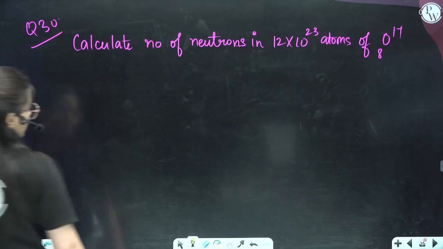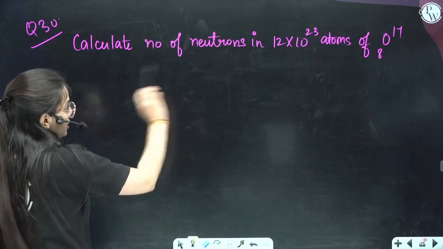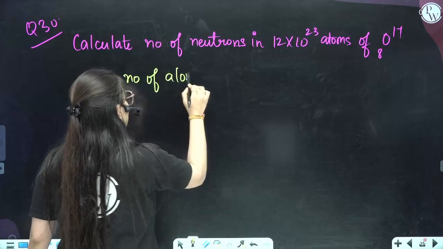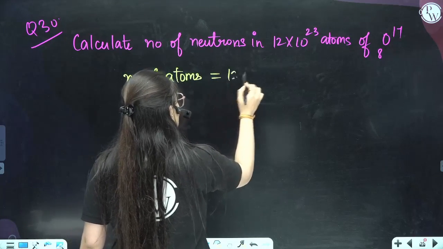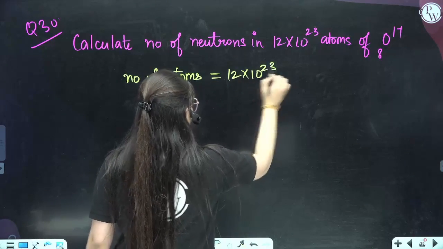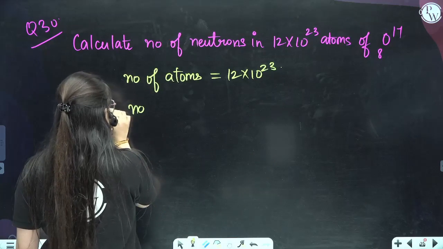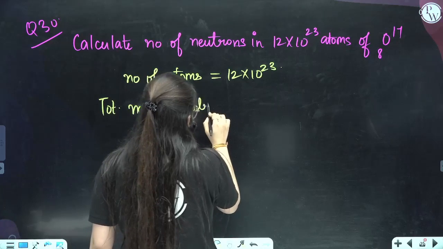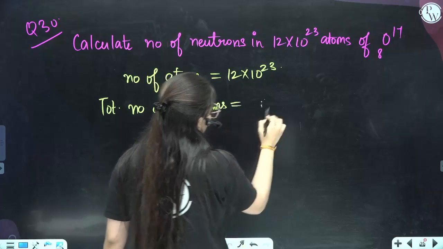Very simple question. First of all, calculate neutrons. The number of atoms they have already provided you with, that is 12 into 10 raised to the power 23. So what will be the total number of neutrons in O-17?